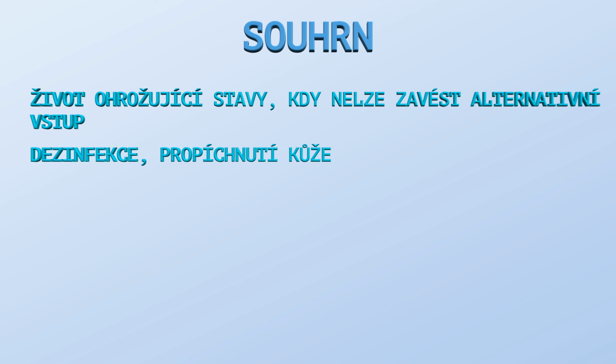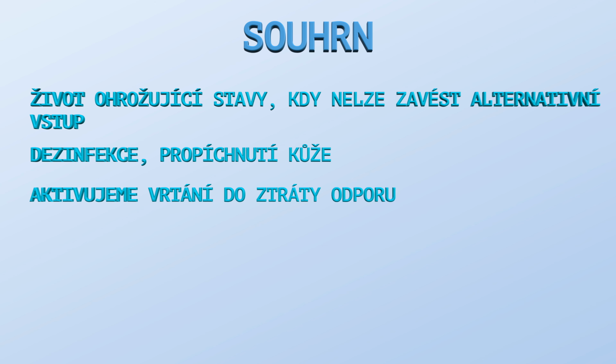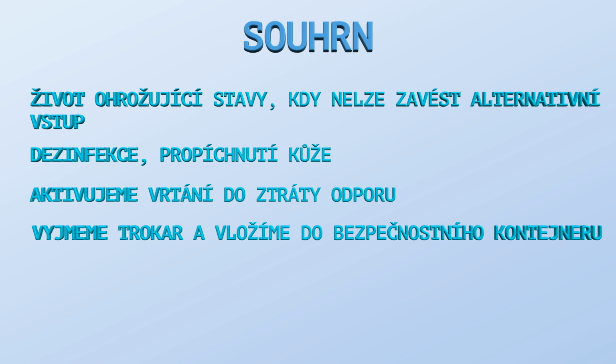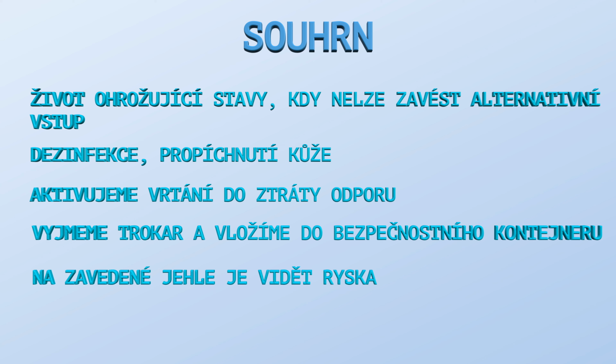Summary: intraosseous access is used in life-threatening situations where alternative access cannot be obtained. After disinfecting the site, pierce the skin with the selected needle on the drill without activating it until bone contact is made. Activate the drill until resistance is lost. Remove the stylet and place it into the sharps container. A depth marking should be visible on the inserted needle. Fixation is performed using a special adhesive patch. The pre-flushed extension tubing is connected to the inserted needle.